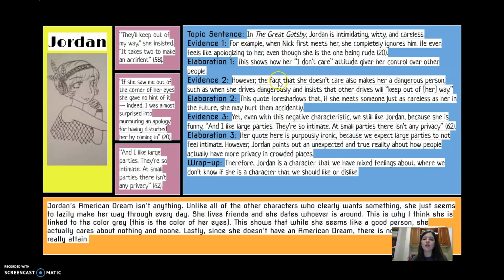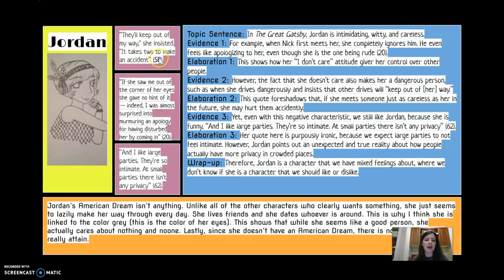It says, however, the fact that she doesn't care also makes her a dangerous person, such as when she drives carelessly and insists that other drivers, there's some typos in here, that's okay, other drivers will keep out of her way. And so they miss their in-text citation. That's all right. Their in-text citation's over here. They say, they'll keep out of my way, she insisted.